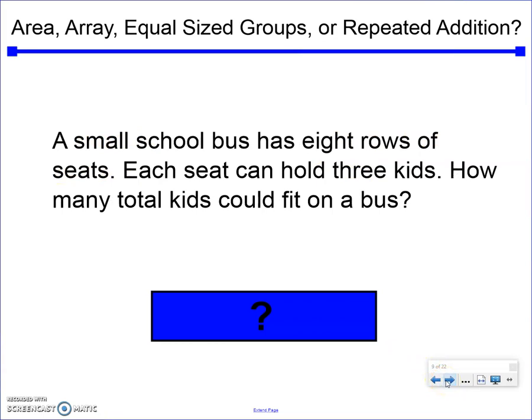Take a look at this problem. You're going to solve this one totally on your own. We're not going to look at the keywords together. You'll just think about them in your brain from here on out. Here's the next problem. A small school bus has 8 rows of seats. Each seat can hold 3 kids. How many total kids could fit on a bus?